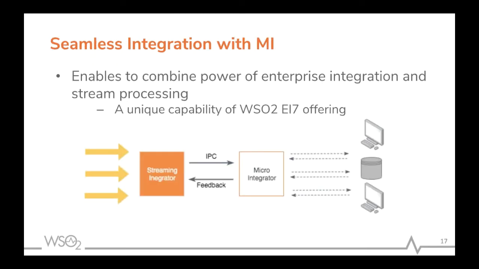One of the unique features in Streaming Integrator is the seamless integration with micro integrator products. That enables you to combine the power of enterprise integration and stream processing together and build very powerful and robust data processing pipelines. This is a unique feature of the WSO2 EI7 product offering.